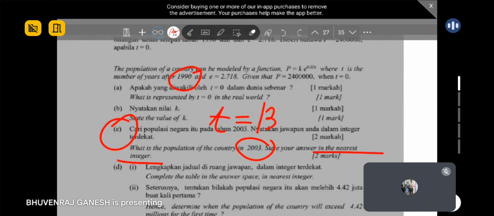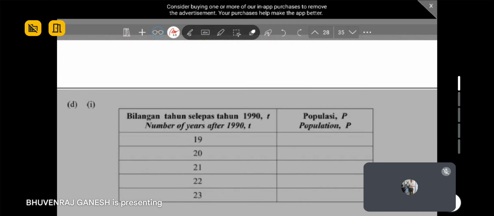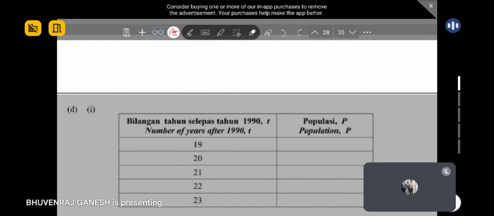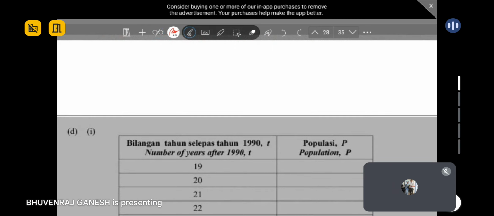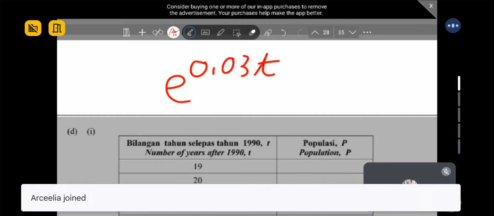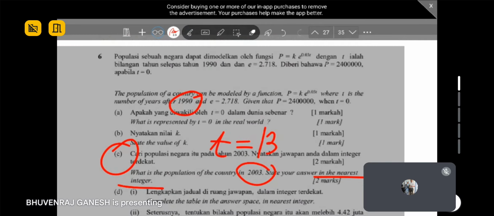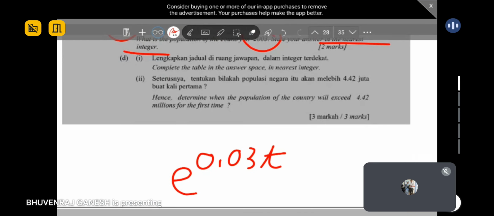Question D1. They ask you to complete the table. Okay, so kamu kena lengkapkan yang ni. So sangat senang lah guys. Guna rumus yang ni saja. Okay, just use the formula. Okay. And then wait, let me check. Okay, got K also.